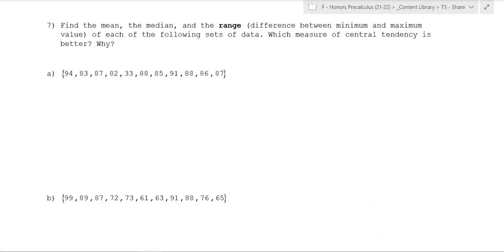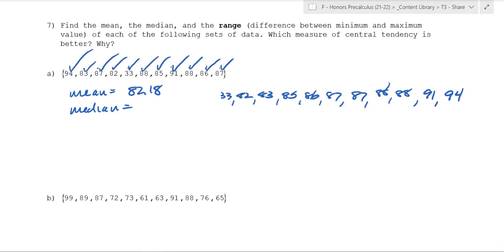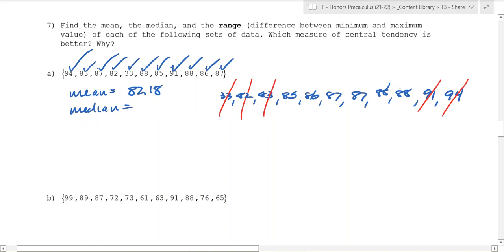So let's find the mean, median, and the range of these, which is the difference between the minimum and maximum. So when you do this out, you add these all together, and then to find the mean, you would do the sum of all of these, and then you divide it by 1, 2, 3, 4, 5, 6, 7, 8, 9, 10, 11. When you do that, the mean turns out to be 82.18. And then to find the median, what you do is you list them all out in order. Then you start eliminating, high, low, low, high, low, high, low, high. You end up with 87 right there.